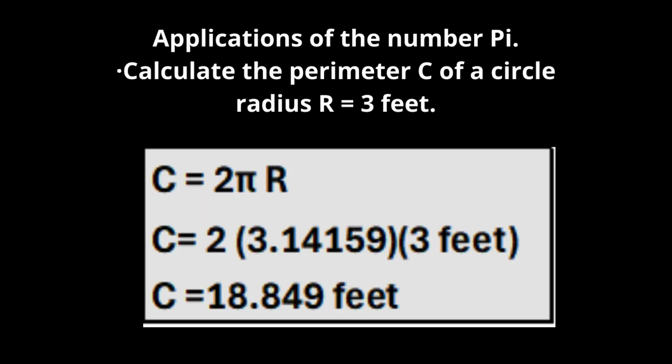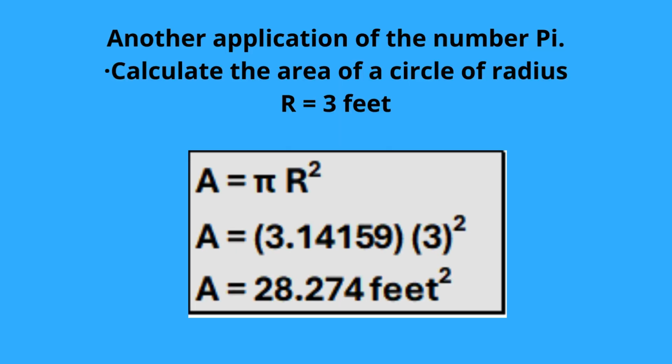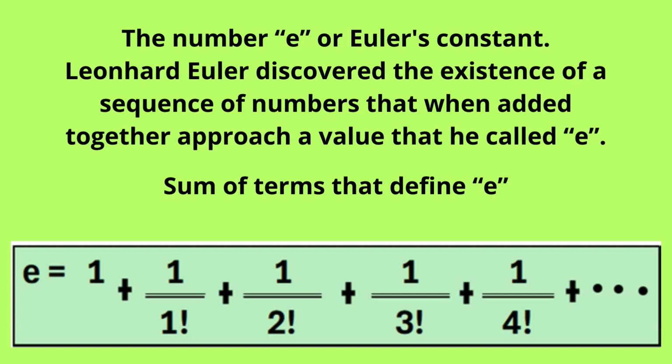Calculate the perimeter c of a circle of radius r equals 3 feet. The formula is c equals 2 times pi times r. Substituting r equals 3 gives 18.849 feet. Another application of the number pi. Calculating the area of a circle of radius r equals 3 feet. Using the formula a equals pi times r squared, it results in 28.274 square feet.